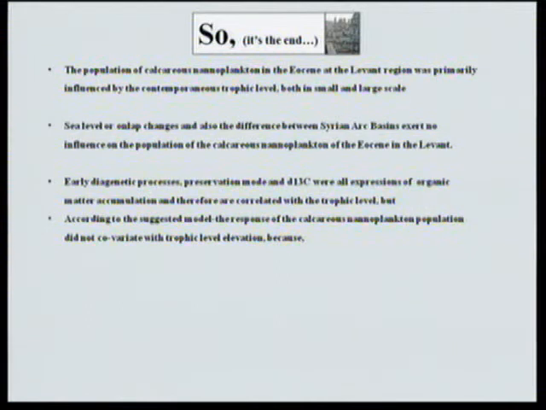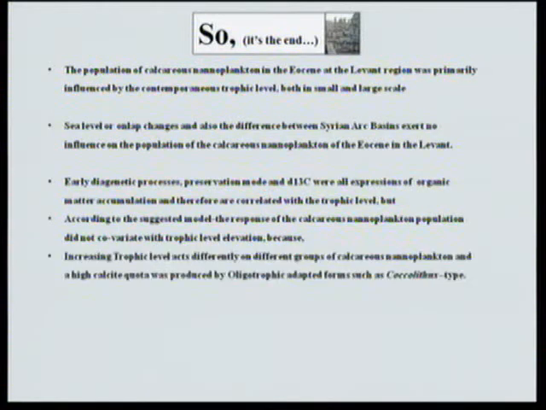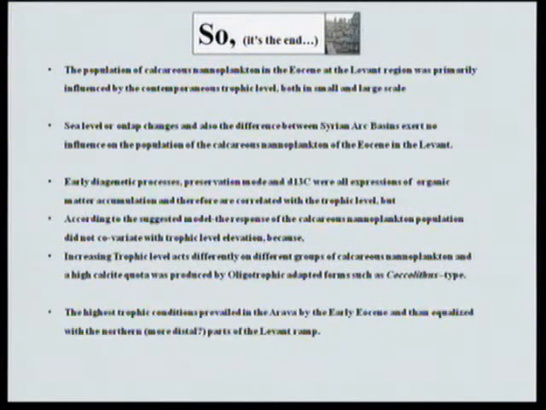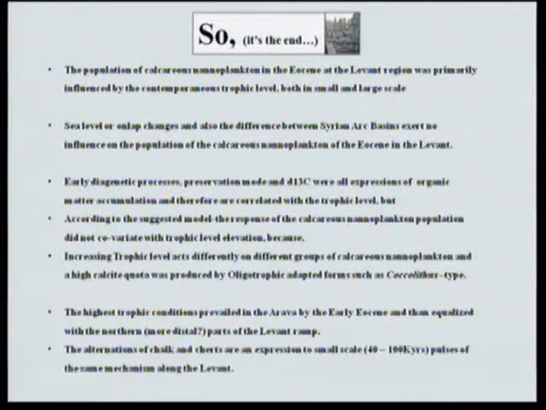According to the suggested model, the response of the calcareous nanoplankton population did not covary with the trophic level elevation, because increasing trophic level acts differently on different groups of calcareous nanoplankton, and a high calcite quota was produced by oligotrophic adapted forms such as Coccolithus forms. The highest trophic conditions prevailed in the Arava Valley by the early Eocene and then equalized with the northern, or more distal, parts of the Levant realm.